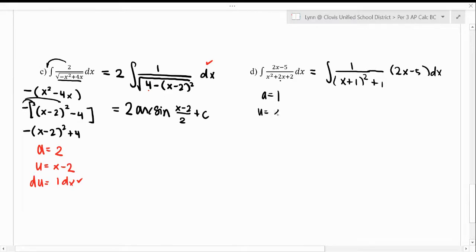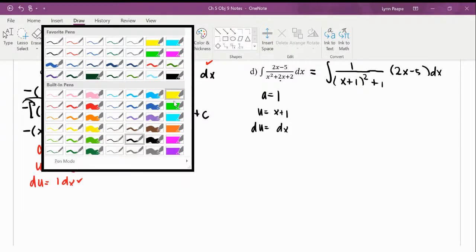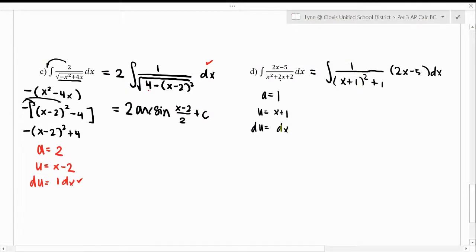u is my variable term, right? So that would be x plus 1, and then that derivative is 1 dx. So this is where it gets a little like, uh-oh. You should hopefully be going, uh-oh, because my du is just dx, but my du over here is 2x minus 5.